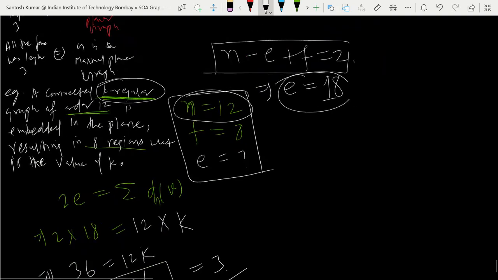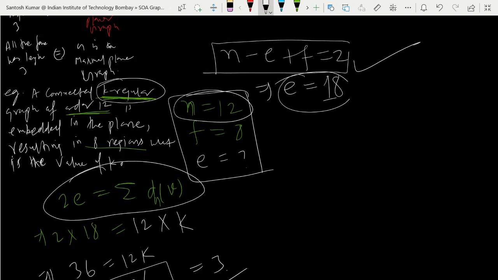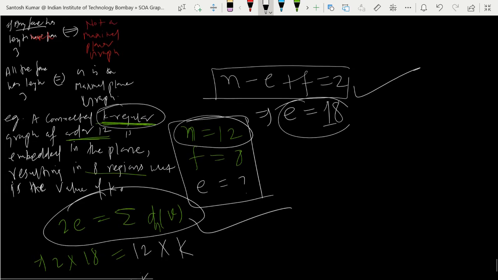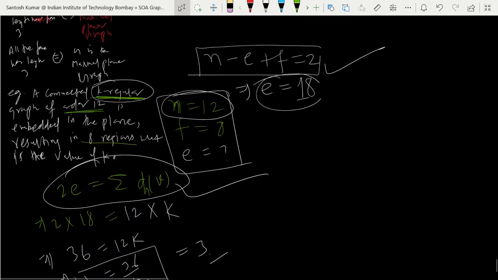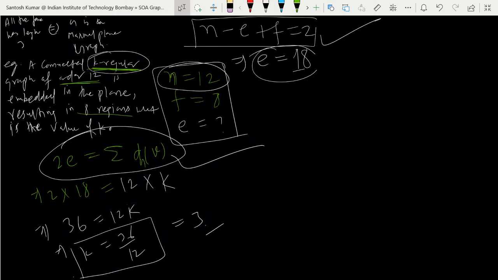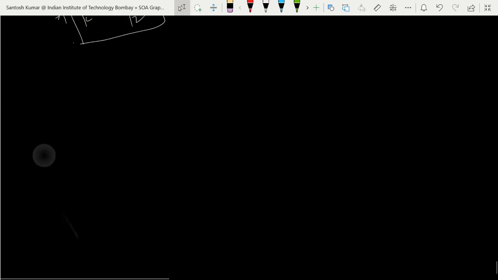Okay, so once I used Euler's formula, and another is the degree sum formula. If anyone has doubts, you can ask. So write the next example.